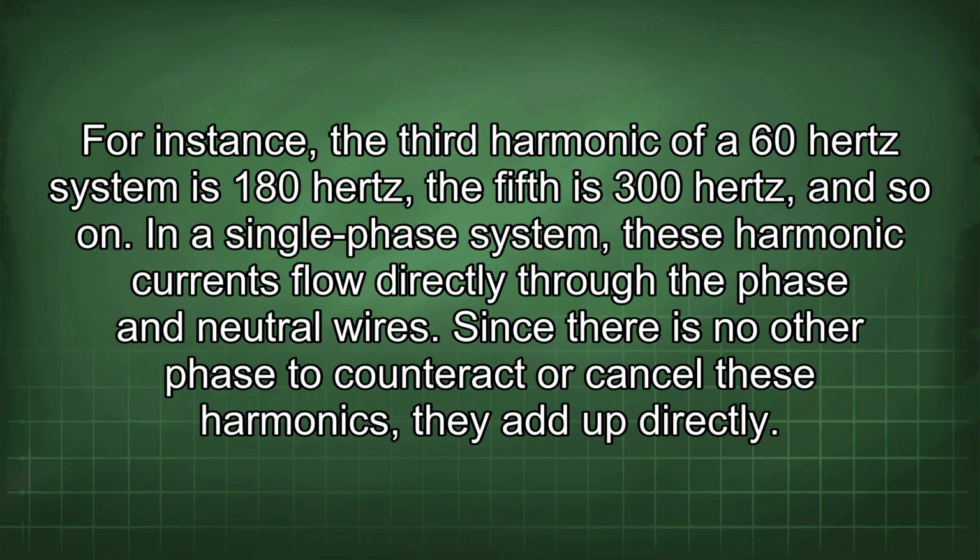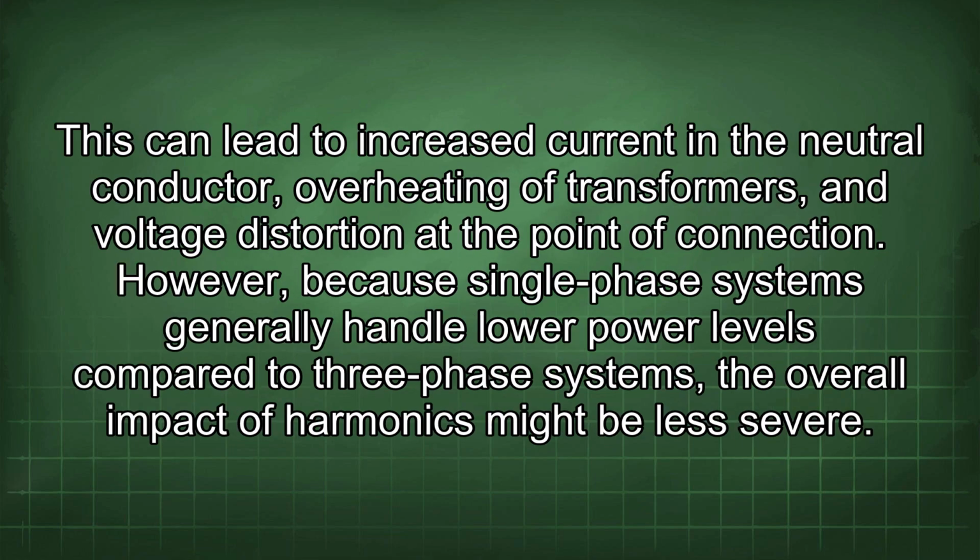For instance, the third harmonic of a 60 Hz system is 180 Hz, the fifth is 300 Hz, and so on. In a single-phase system, these harmonic currents flow directly through the phase and neutral wires. Since there is no other phase to counteract or cancel these harmonics, they add up directly. This can lead to increased current in the neutral conductor, overheating of transformers, and voltage distortion at the point of connection. However, because single-phase systems generally handle lower power levels compared to three-phase systems, the overall impact of harmonics might be less severe.